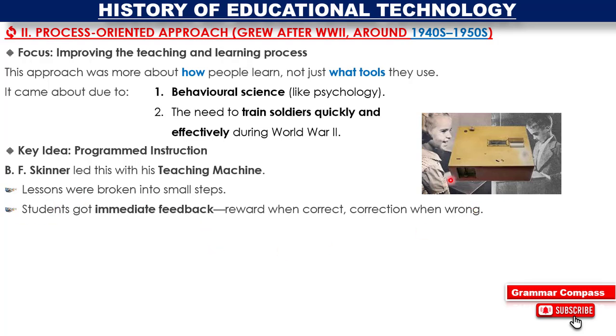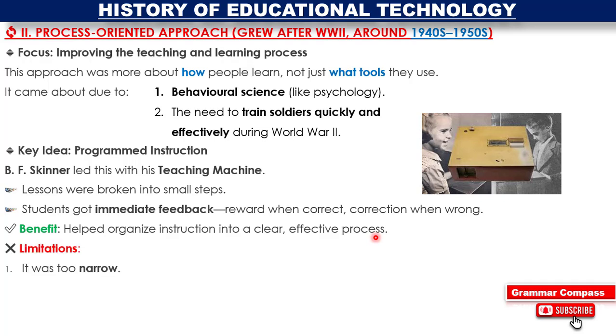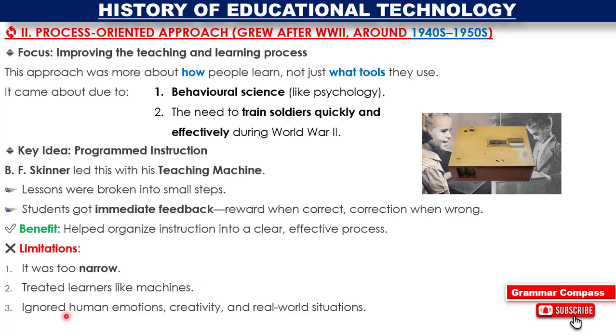So what were the benefits of this teaching machine? First, it helped organize instruction into a clear, effective process. Individuals saw teaching as a process and not just about using tools. But there were limitations. One of the limitations was that it was too narrow and it treated learners like machines. Also, it ignored human emotions, creativity, and real-world situations. So although this was a breakthrough, it also had limitations. This is the process-oriented approach.